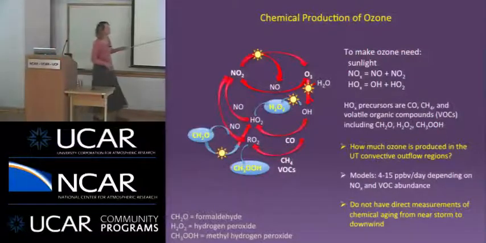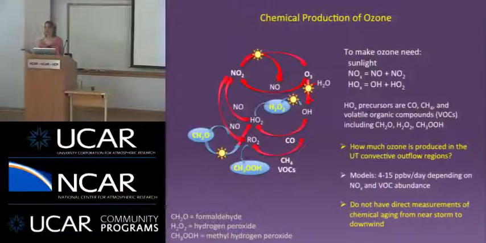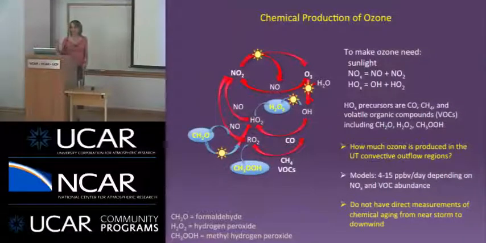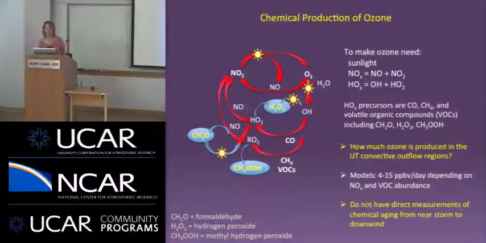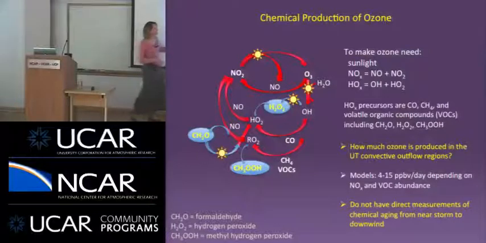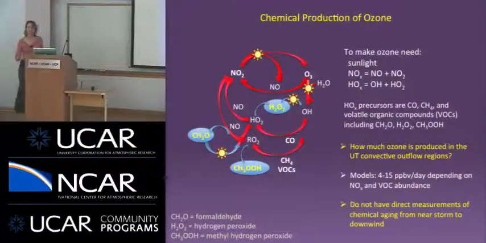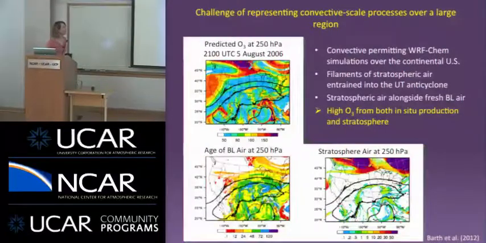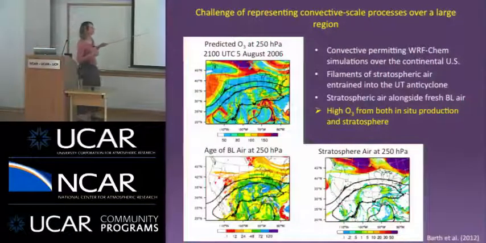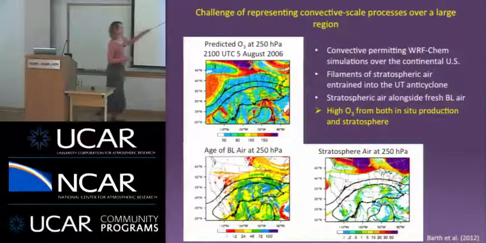So our question from this chemistry is learning how much ozone is produced in the upper troposphere convective outflow regions. Previous studies, primarily modeling studies, have estimated that ozone production is about 4 to 15 parts per billion of ozone produced per day. And that depends on the amount of NOx and the amount of VOCs that are getting into those convective outflow regions. There have been some measurement studies aggregating data to try to estimate this ozone production as well, giving a similar number, but there have not been any direct measurements of chemical aging from near a storm to downwind. So one of the things that was addressed in the upper tropospheric ozone question is estimating how much ozone is made downwind of this convection.